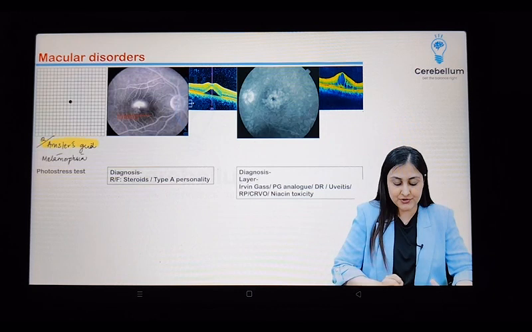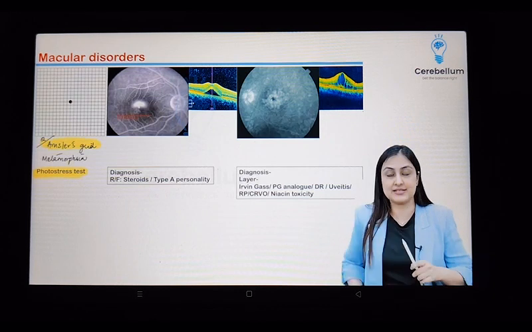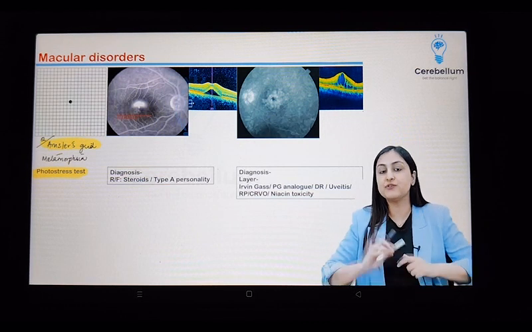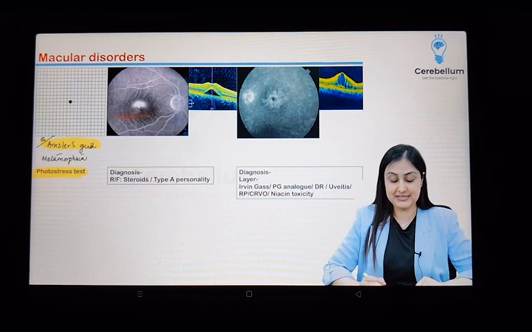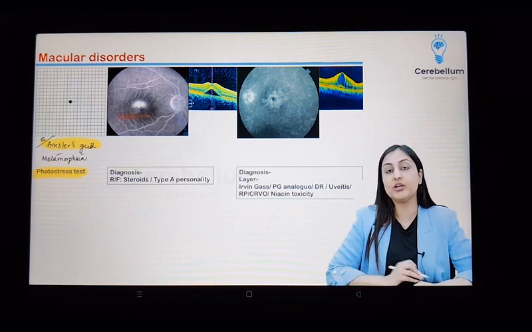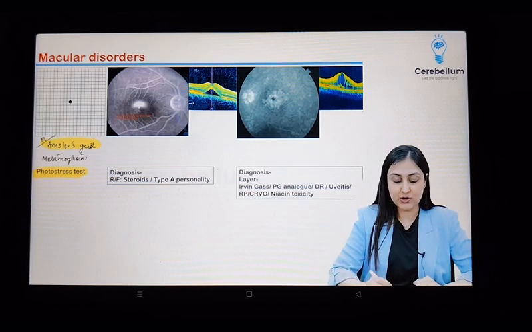So this Amsler's grid is for macular disorders, and there is another test known as the photo stress test. You want to remember that there are two tests for macular disorders: Amsler's grid, which will come as an image based question, and the photo stress test. With this, let's look at two very important macular disorders wherein we'll show you these two investigations also. So let's talk about them.